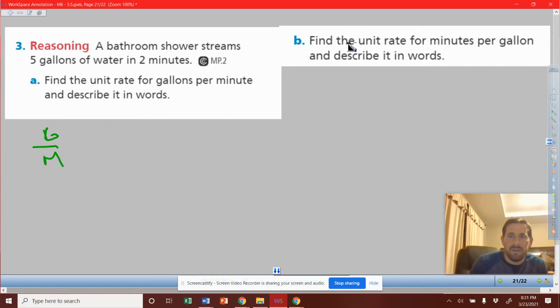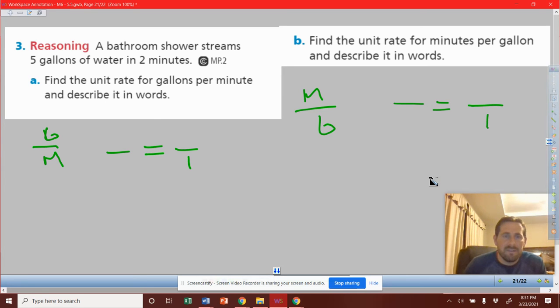But then over here, find the unit rate for minutes per gallon. So we're going to do it two different ways. Just make sure that you have created your units and you say where they're going to be. You can create your equal sign with your two fractions. I'm going to just set it up over here too. And remember, we always want a 1 in that second denominator. So that's going to find us our unit rate.